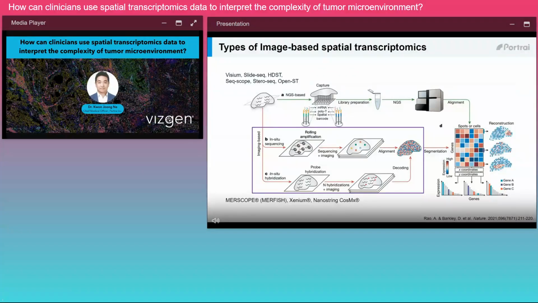On the other hand, image-based spatial transcriptomics, including platforms like MERSCOPE, Xenium, and NanoString CosMx, utilize imaging techniques to visualize and quantify gene expression directly within tissue samples. These methods offer high spatial resolution, enabling the precise localization of transcripts at the single-cell level. Both approaches have their unique advantages. NGS-based methods excel in generating large-scale data, while image-based methods provide detailed spatial context.